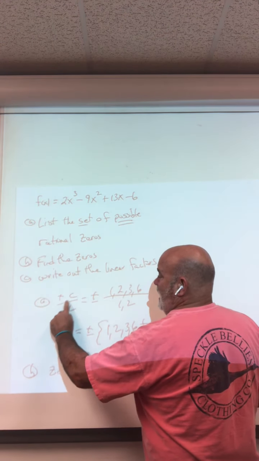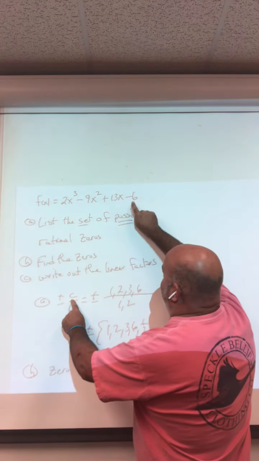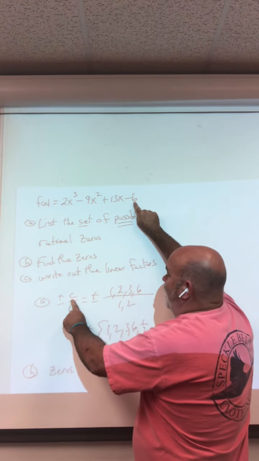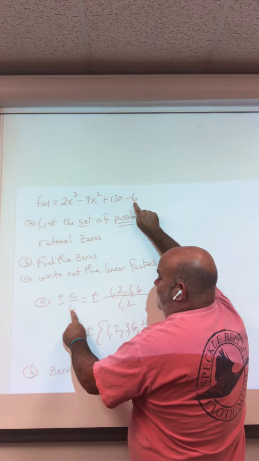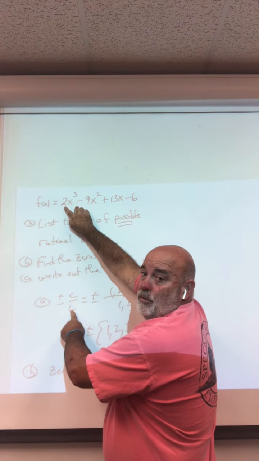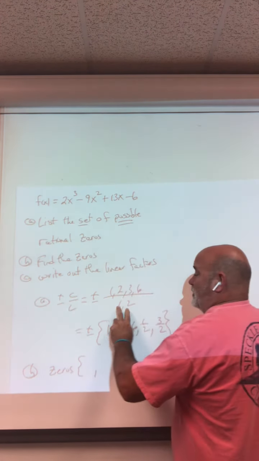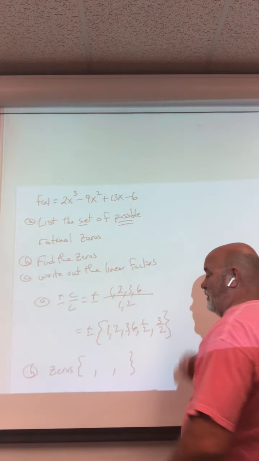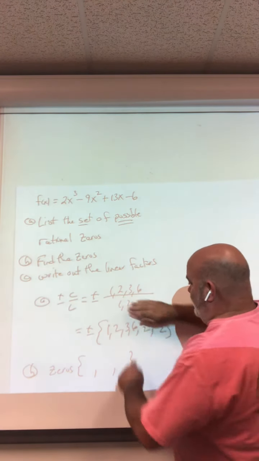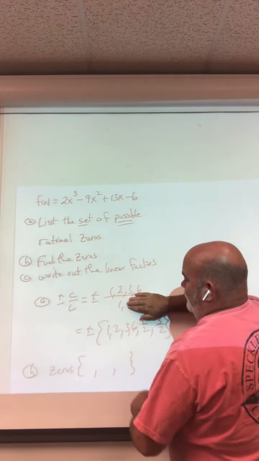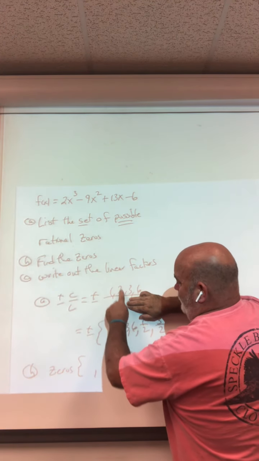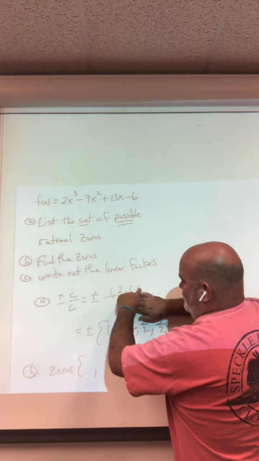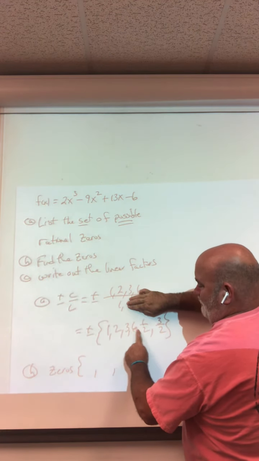So this is plus or minus C over L. What is C? C is all of the numbers that go into 6: 1, 2, 3, and 6. L is all of the factors of the leading number, which is 2. The only numbers that go into 2 are 1 and 2. And remember what I told you to do was circle the 1. So it's plus or minus 1 over 1, 2 over 1, 3 over 1, 6 over 1. That's where these come from.